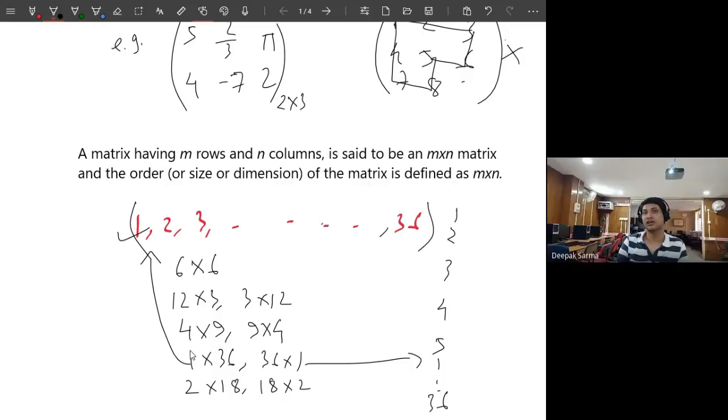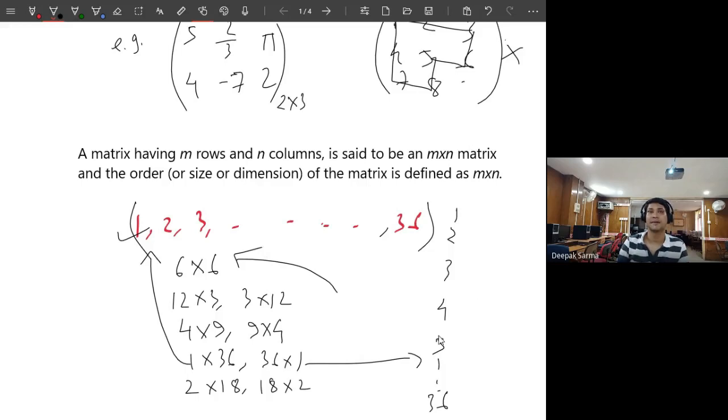Among all others, this one is somehow special, different from others, isn't it? 1 by 36, 36 by 1, they are comparatively different because this is only one particular row, and this one is only one particular column. Another one has a specialty too. Do you see why it is special?